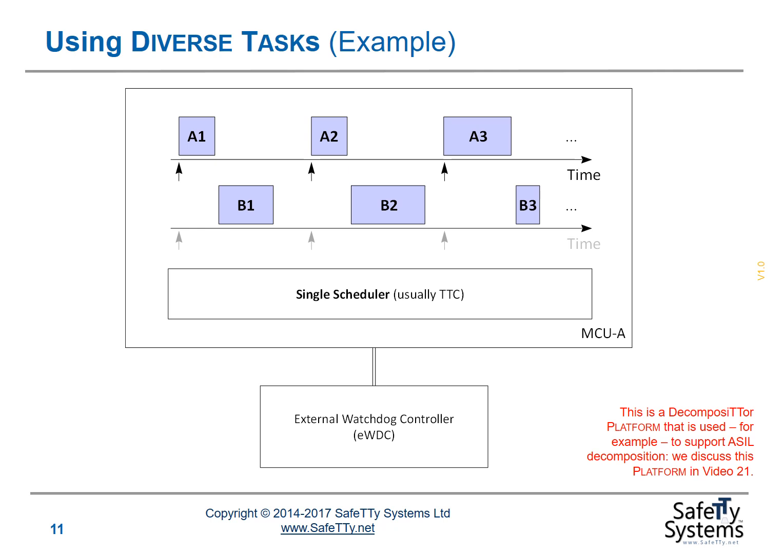If we're going to carry out ASIL decomposition, a process that we'll discuss in video 21, then we may need to run two sets of tasks that are demonstrably different on the same processor with a single scheduler and usually with some kind of external monitoring device. This is what we call a decompositor platform, and we'll look at this in more detail in video 21.